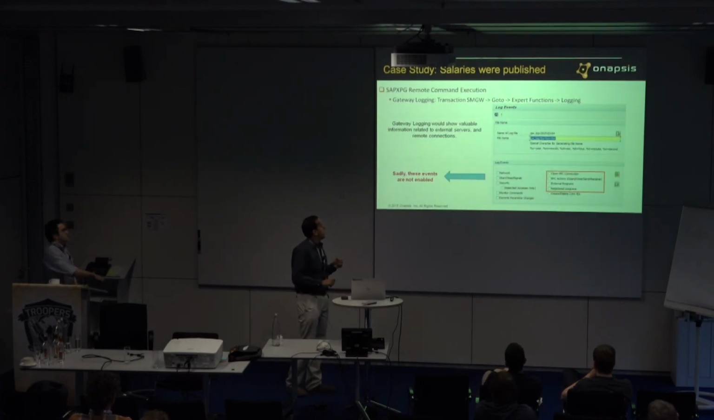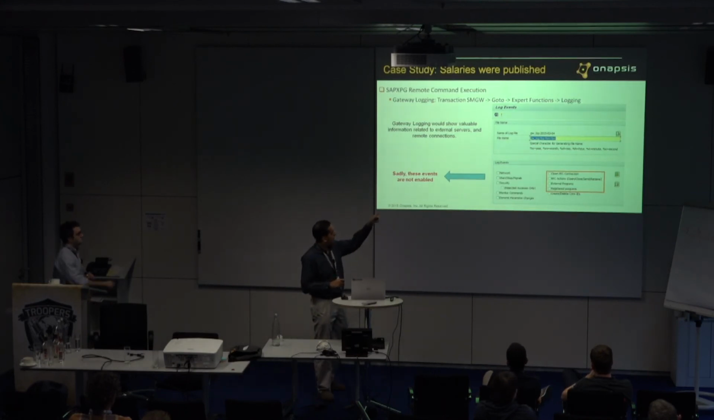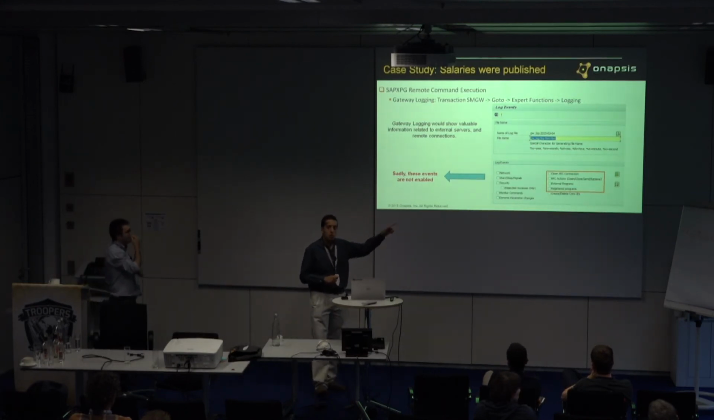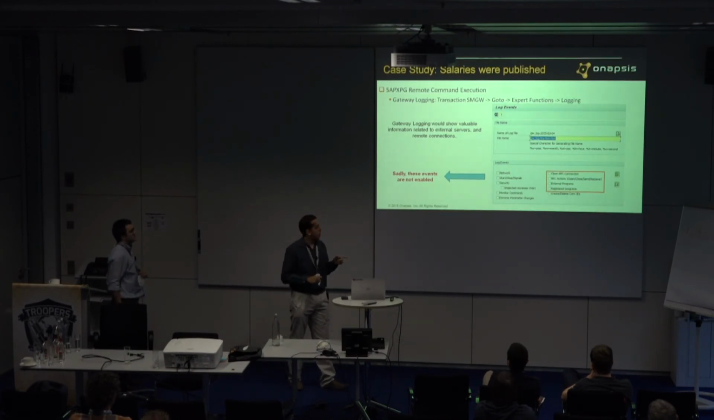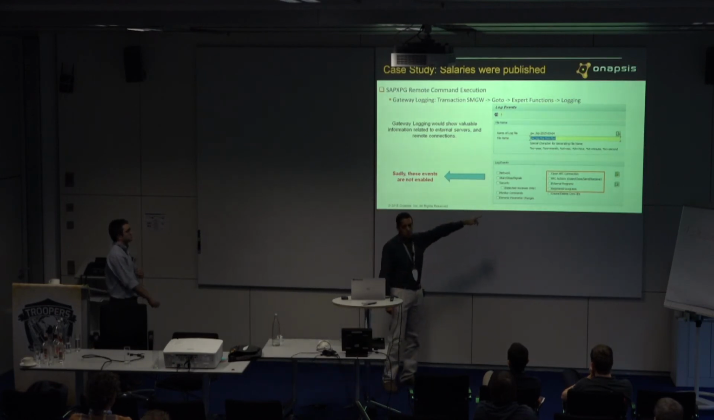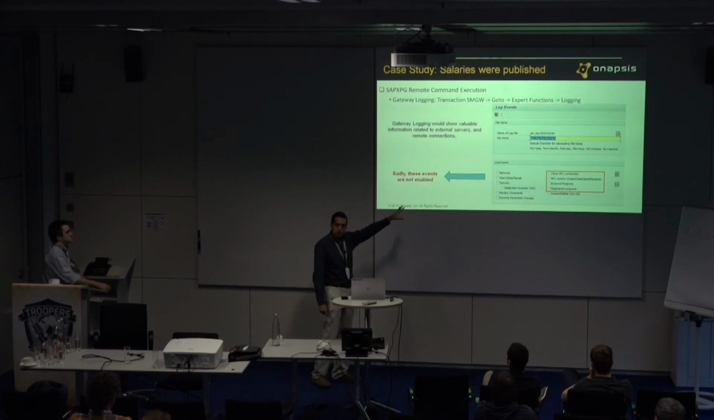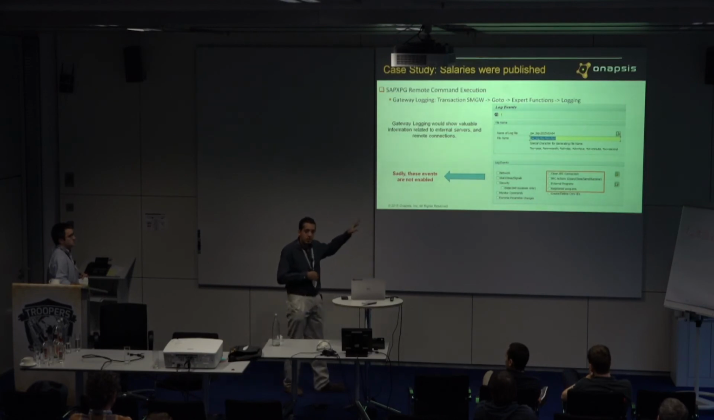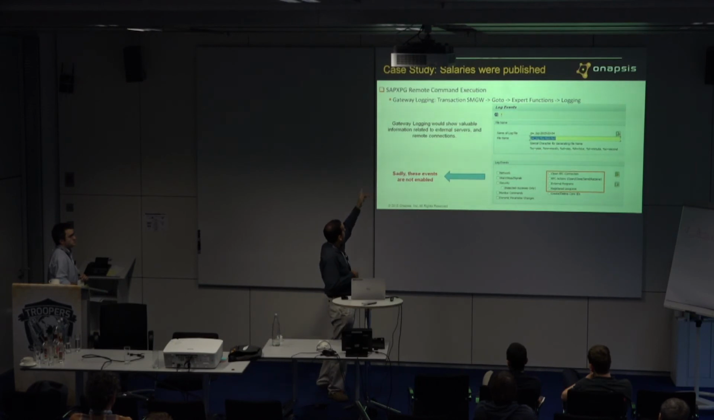We can go to the transaction SMGWU, and go to the expert functions logging, where we will find the logging functionality of the gateway. But in this case, sadly, the events were disabled. So this is not useful for us. We need to move forward. We cannot detect this attack. If this person attacked us this way with the SAP XPG, we don't know.